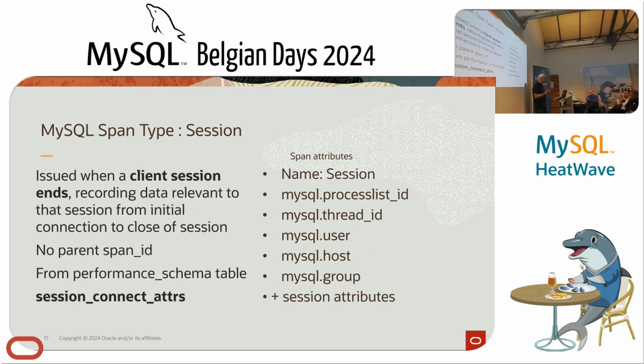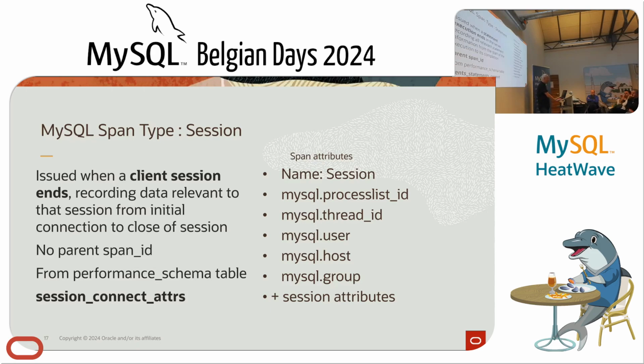What we log here is essentially all the session attributes, and it's actually the same as what we have in the session_connect_attrs performance schema table. So we pick that information, add some additional timestamping around it, and send it. If you're familiar with performance schema, you will see the same information.